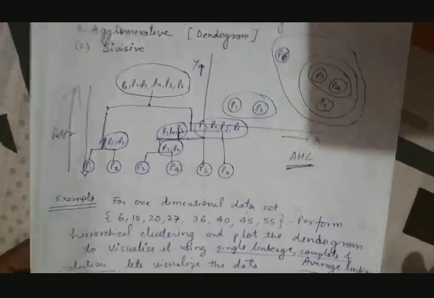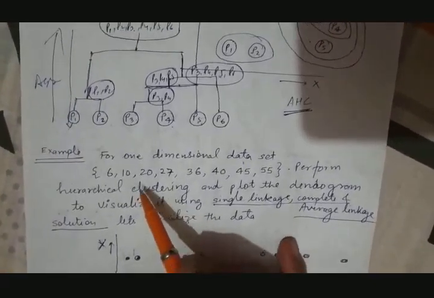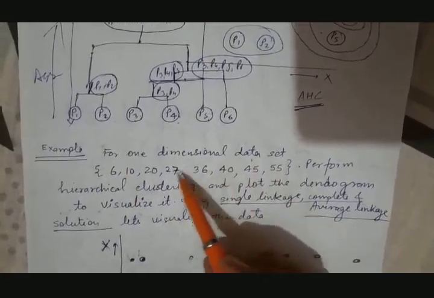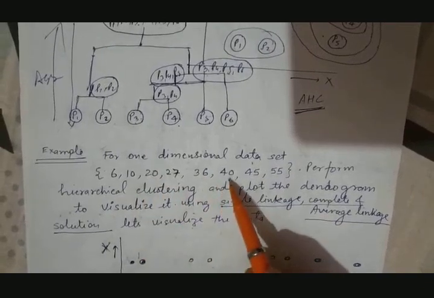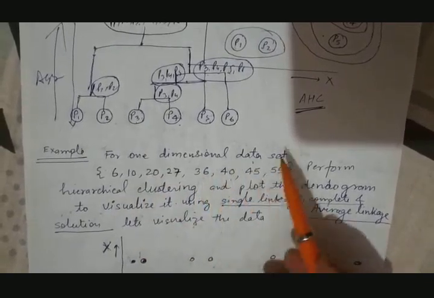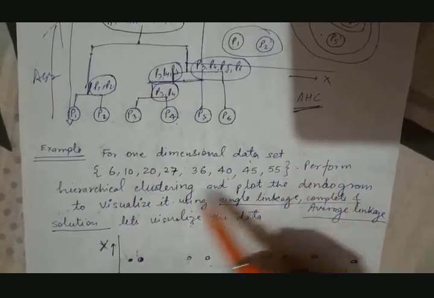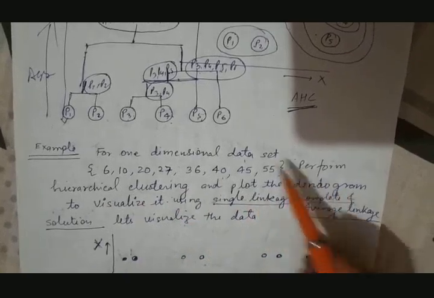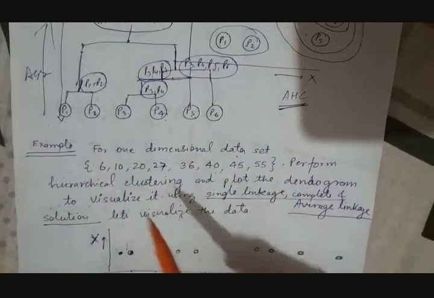It will be understood very easily by this example. Suppose we have a one-dimensional data set. It can have any number of dimensions, but since it is very easy to explain here, we have taken only one-dimensional data. It can be two-dimensional, three-dimensional, or n-dimensional data. And we have to perform the hierarchical clustering and plot the dendrogram. So whatever diagram we have drawn over here is a dendrogram.